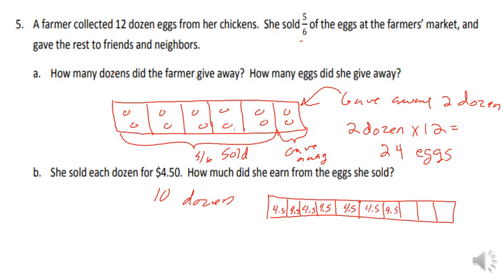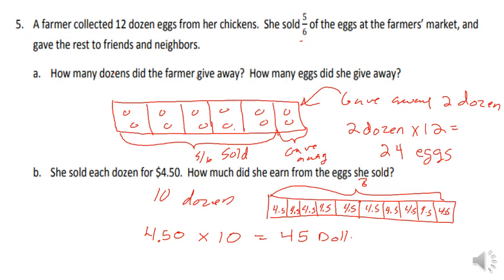Now I could use repeated addition to add all those up to find out the total she earned. But if you remember from a long time ago, we had $4.50, and we're going to multiply that by 10 dozen. So we're multiplying by 10, so the decimal is going to shift, this number is going to get larger, so we end up with 45. And that'd be $45 that she earned.